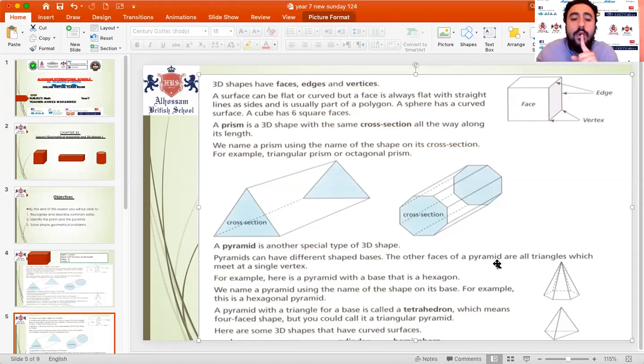And we name the pyramid according to its base. So if the base is a triangle, as in this one, we're going to say this is a triangular pyramid. If the base here is a pentagon, we're going to say that this is a pentagonal pyramid. The base is the bottom face. If the bottom face here is a square, we're going to say this is a square pyramid, rectangular pyramid, and so on.